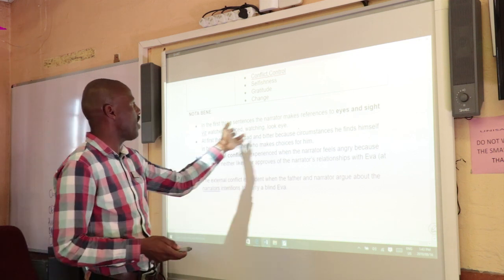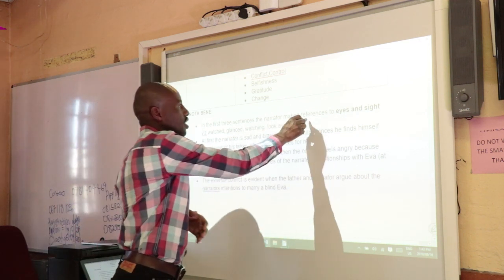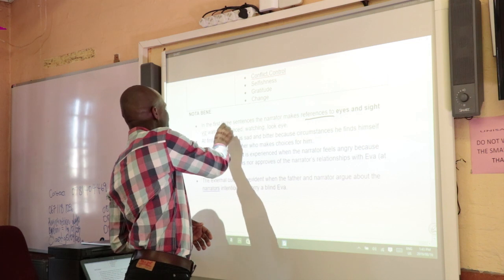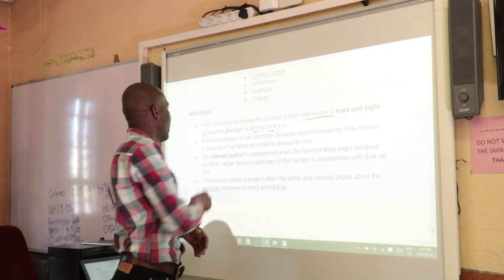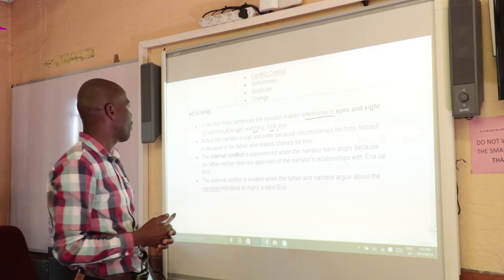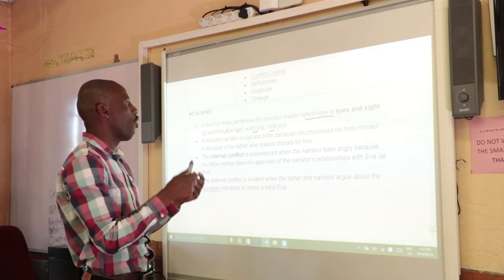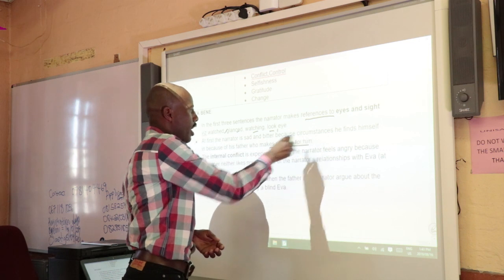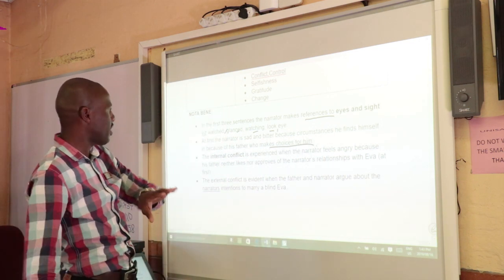Nota bene, in the first three sentences, there are references to eyes and sight, e.g., washed, glanced, watching, look, and eye. At first, the narrator is sad and bitter because of the circumstances he finds himself in, because his father makes choices for him. He is very unhappy and bitter throughout the story, except at the end.